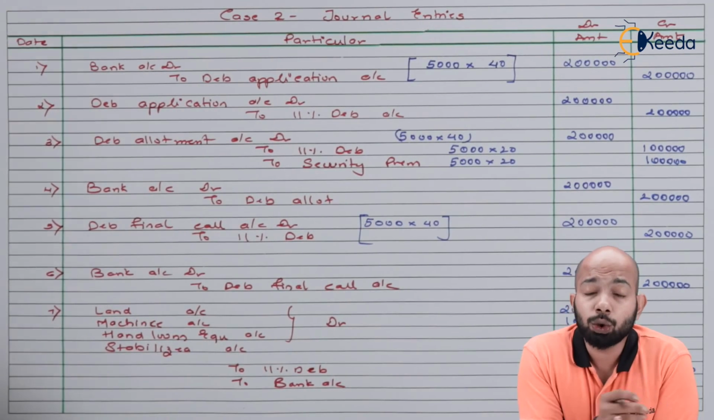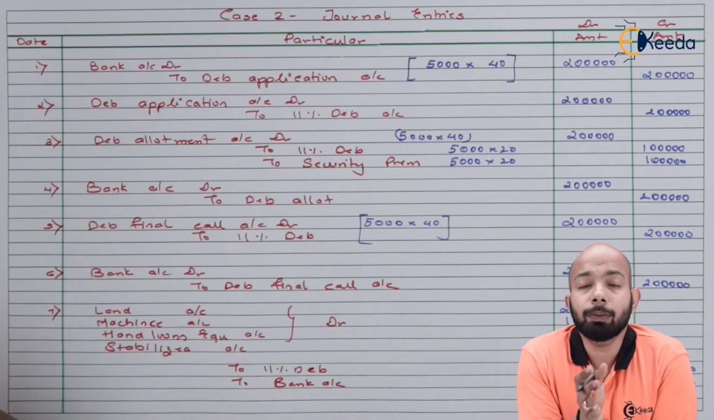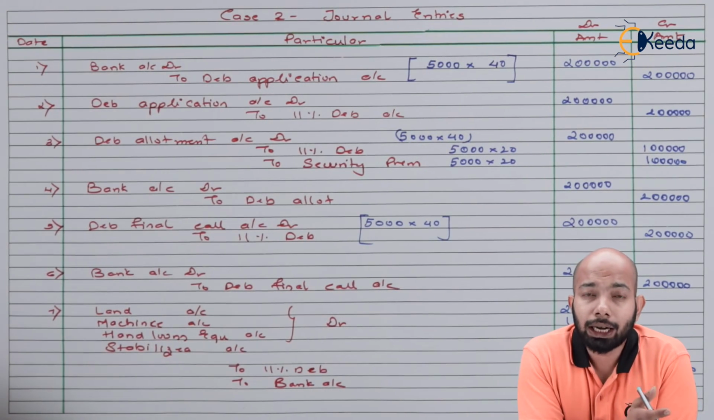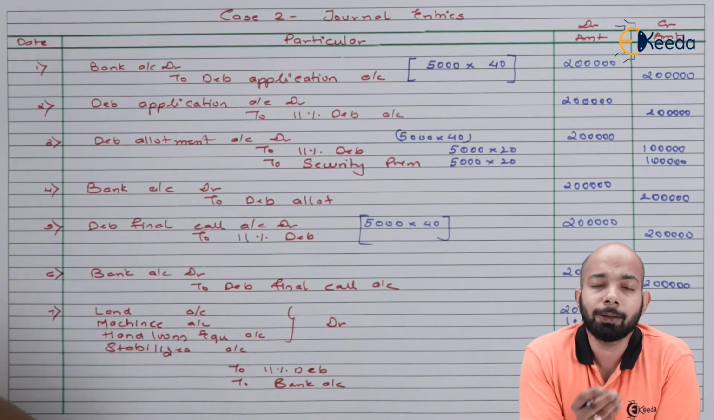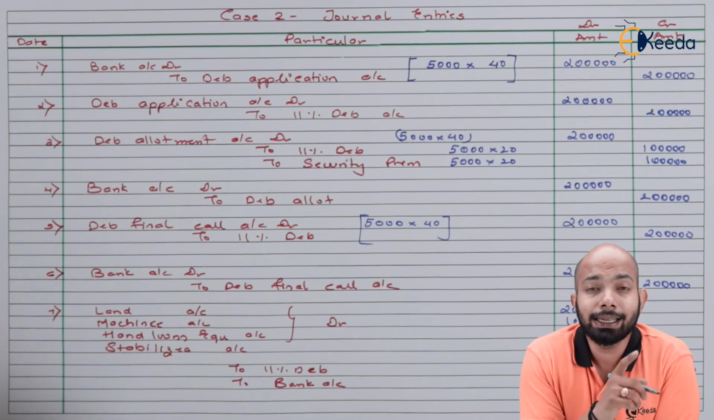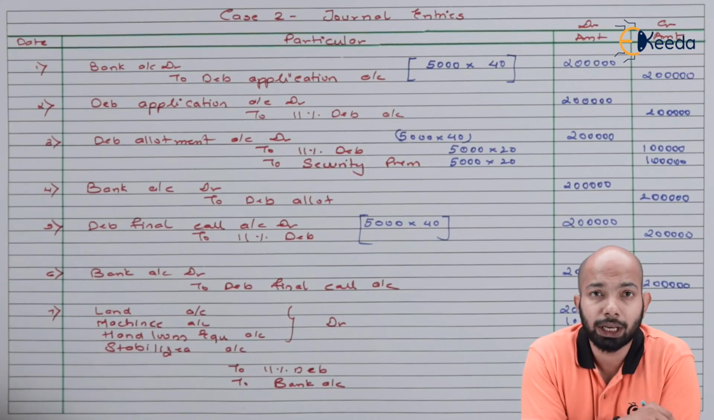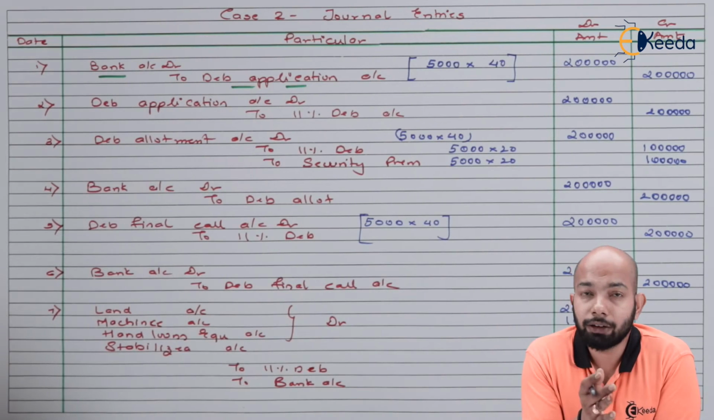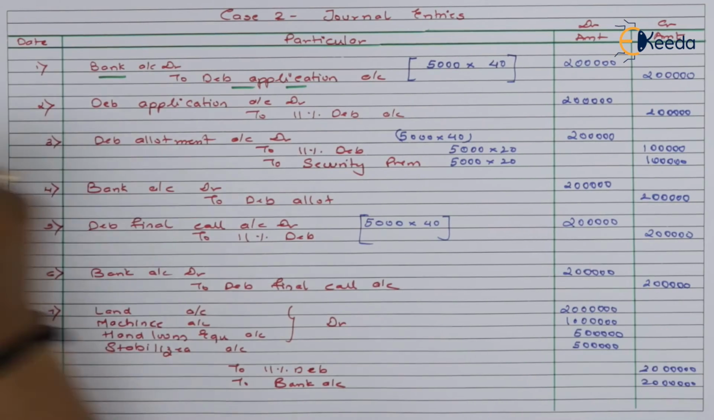Now, when it comes to case 2, we have mentioned the journal entries here. 5,000 debentures were issued and all of them were completely subscribed and paid for. The only difference is that the face value was 100 and it was issued at 120. That means there was a premium that was taken care in allotment. The first entry will refer to receipt of application money, that is bank account debit to debenture application, 5,000 multiplied by 40 rupees, which is 2 lakh. Now, this application money will be transferred to 11% debenture account. So, debenture application to 11% debenture account, 2 lakh rupees.